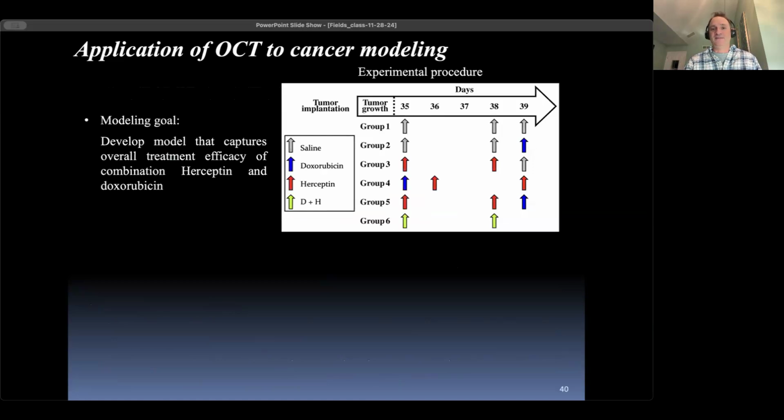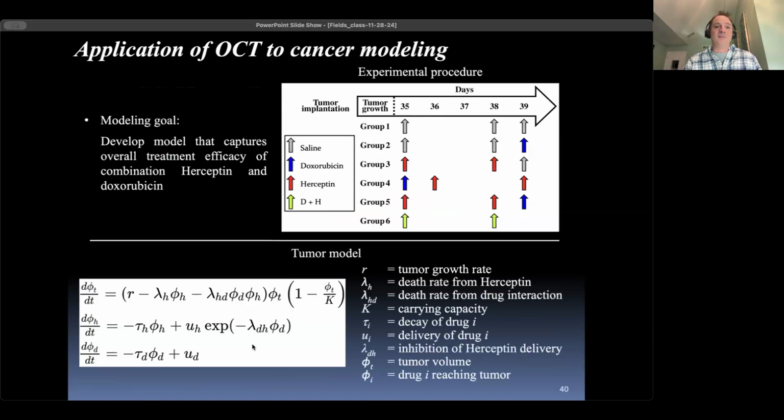All right, here's just a repeat of that business right there. Here's our model. It's actually not that terrible. We have a term here, the rate of change of phi sub t, which is the tumor volume. So that's our thing.